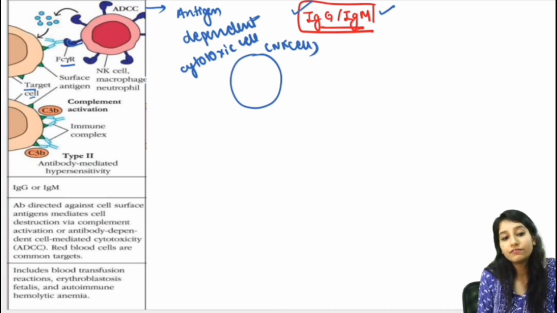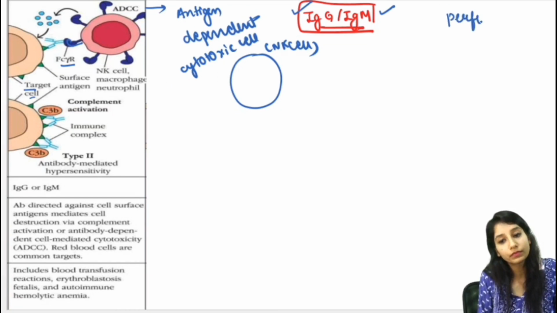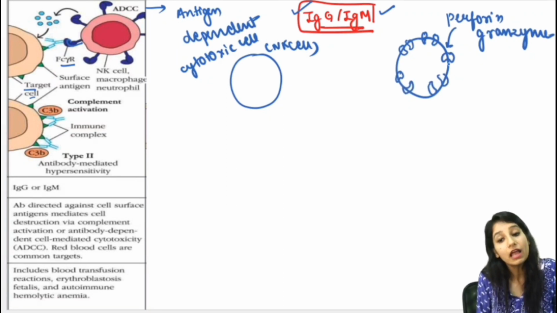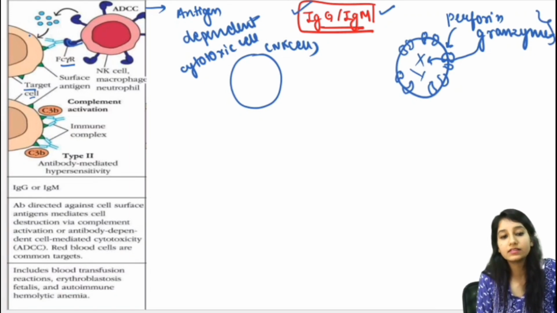Now these ADCC cells will start to release some molecules and enzymes that are commonly known as perforin and granzyme. They will release 2 enzymes, perforin and granzyme. This perforin will attack the plasma membrane of the pathogen or the cell, and it will create pores on its plasma membrane. Using this pore, granzyme will come inside the cell and cause destruction of the cell. So in this way, perforin and granzyme will damage the target cell and kill it. In this way ADCC will work.